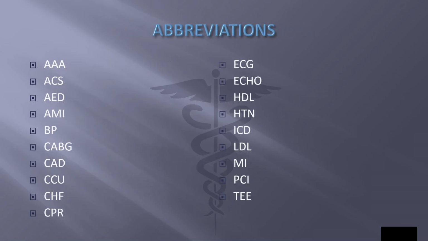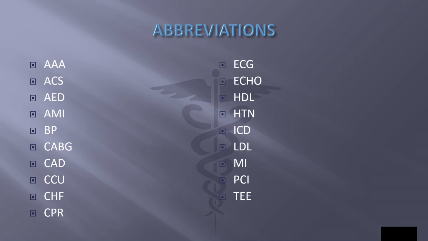Our next section is abbreviations. We have AAA. This is abdominal aortic aneurysm. ACS, acute coronary syndrome. Disease changes in coronary arteries leading to plaque or clot formation and heart attack or other heart problems. AED is automated external defibrillator, an electronic device that can diagnose and treat serious arrhythmias. AMI, acute myocardial infarction or a heart attack. BP is blood pressure.